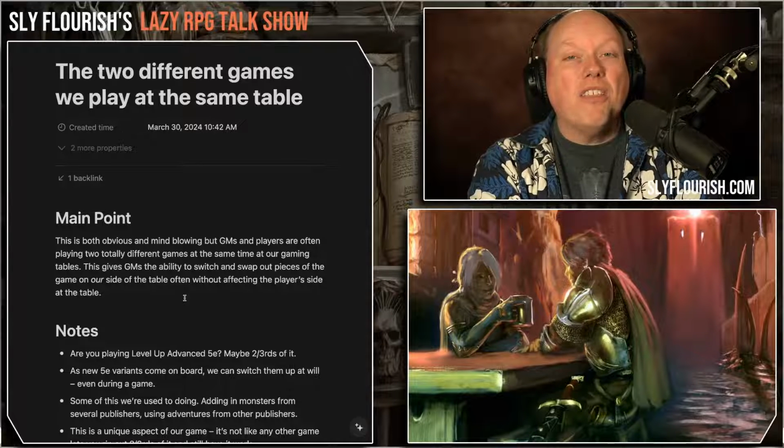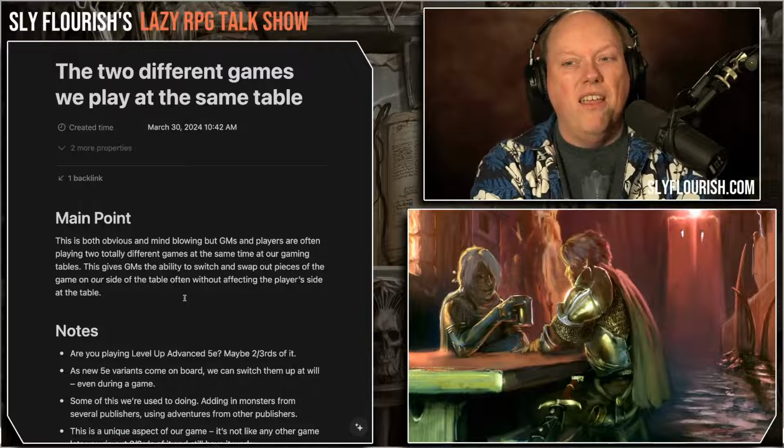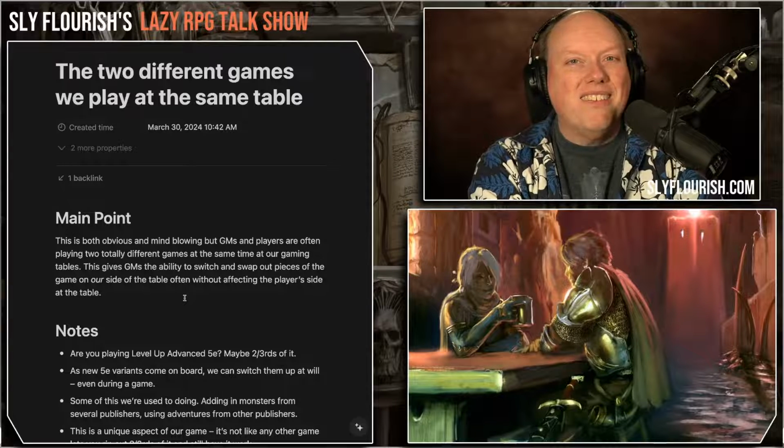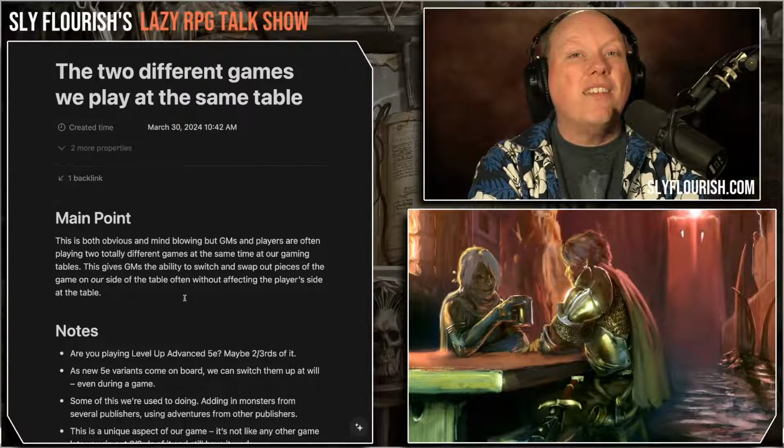And now my part of the game is running completely differently. And the players are still playing. Now, the monsters they're facing are slightly different, and they're seeing new abilities. Again, the Level Up Advanced 5e white is different than the 2014 white. In many cases, the monsters are hitting harder. But the reality is that they're still playing the same game. They're using the 2014 Player's Handbook on their side, but I'm running a completely different side of the game.